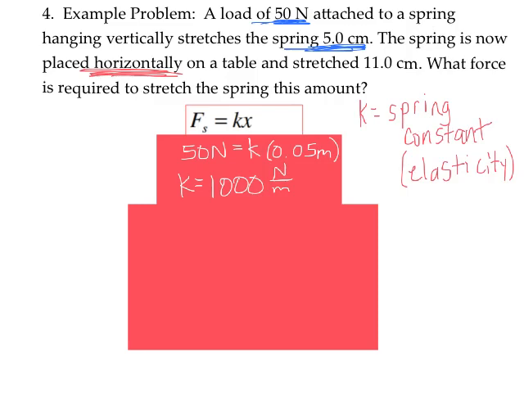Now we're interested in finding the force. Does the elasticity of the spring change just because you turn it on its side? No. So we're going to keep K the same. And when we turn it on its side horizontally, we want to know how much force we're going to need to stretch it this new amount of 11 centimeters. So we're going to say the force equals the spring constant, which stays the same. The actual material doesn't change just because you rotate it.